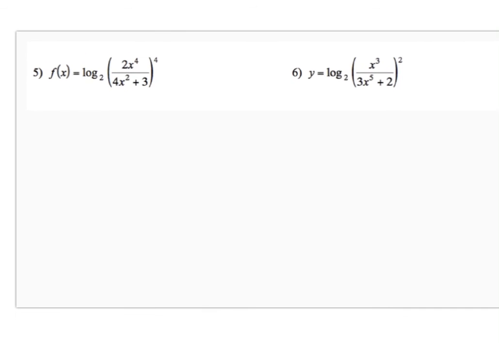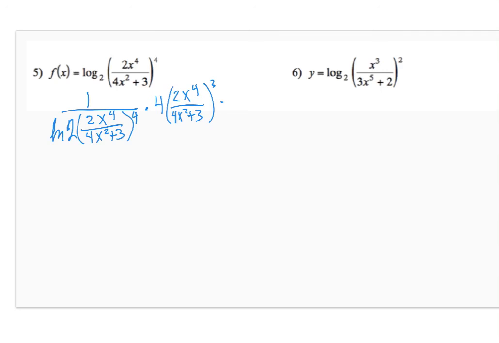And a couple more with log base 2. So this is going to be 1 over the stuff, 2x to the fourth, over 4x squared plus 3 to the fourth, with an ln of 2 at the bottom, multiplied by the derivative of the stuff on the inside, so 2x to the fourth, 4x squared plus 3 to the third, times the derivative of the lovely stuff on the inside. That's a quotient rule.